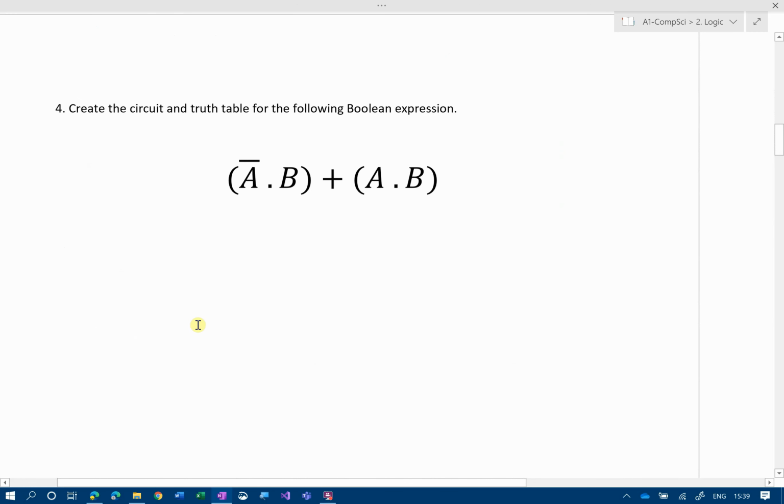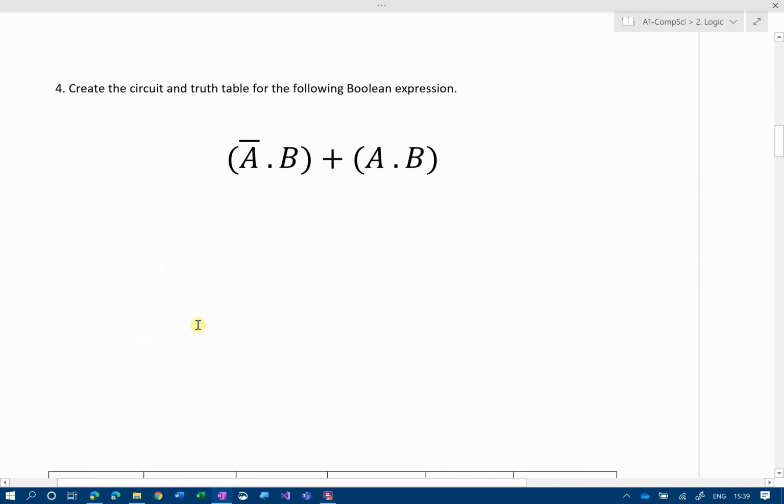Now this one here is slightly different. It says create a circuit and a truth table for the following Boolean expression. I'll give you some help with this one to get you started. So what do we have here? We have A and B. We only have 2 inputs, so we just put A and B. Now we've got these in brackets, so that's an AND there, another AND, that's an OR, and that's a NOT gate. So we get the idea. That's what we're going to be doing.